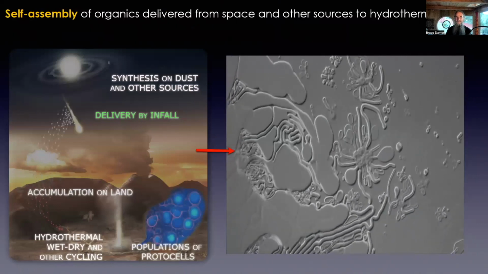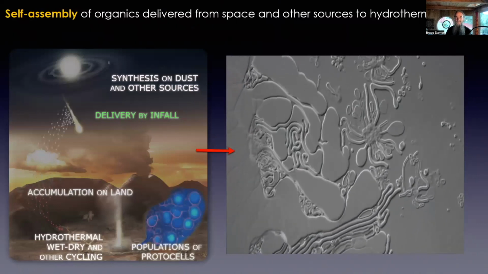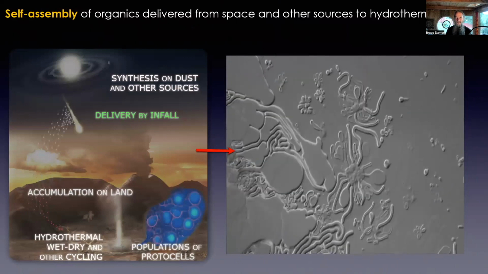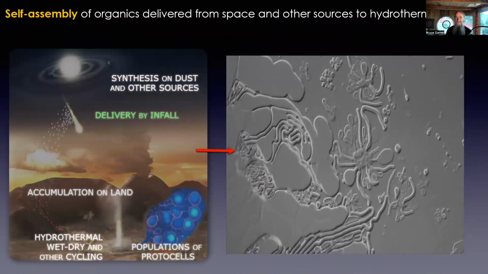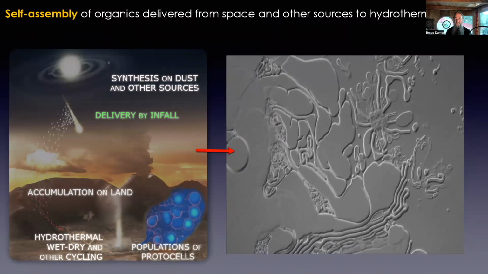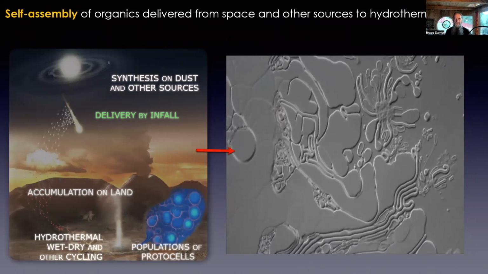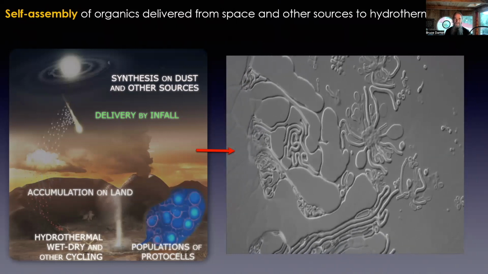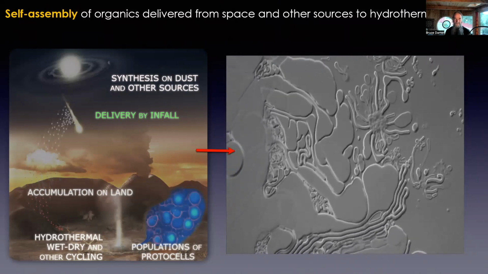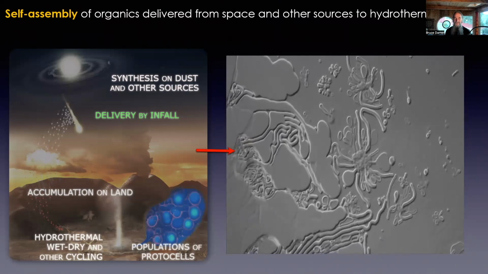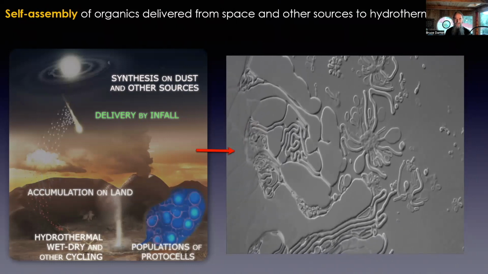So the view that has emerged in the last, say, 2 decades is that you have a lot of organic synthesis in dust and meteoritic infall. You also have synthesis in the atmosphere itself. Work has been done to show that organic compounds are synthesized in volcanic emissions. They're synthesized in atmospheres that are affected by a big impact event.